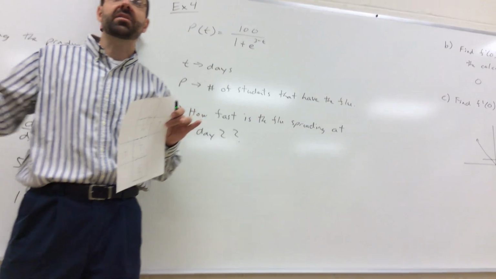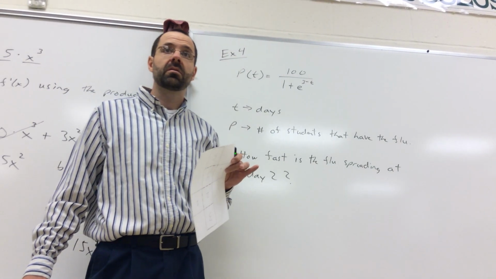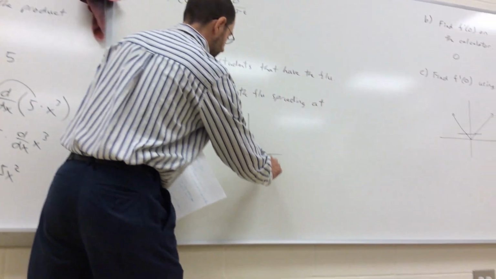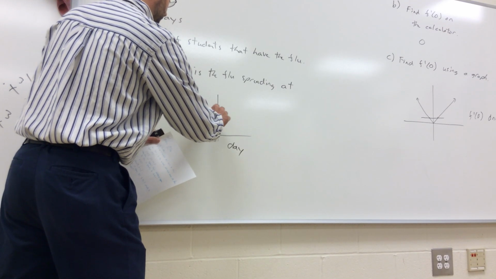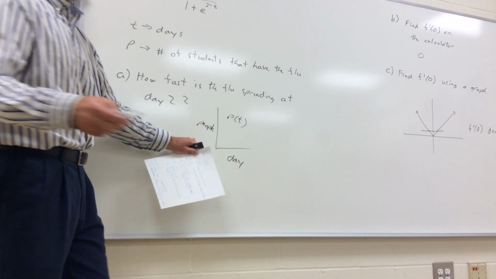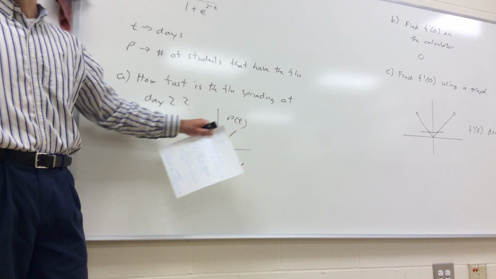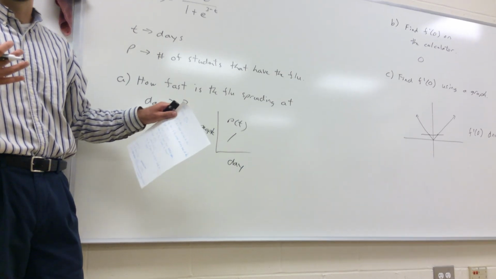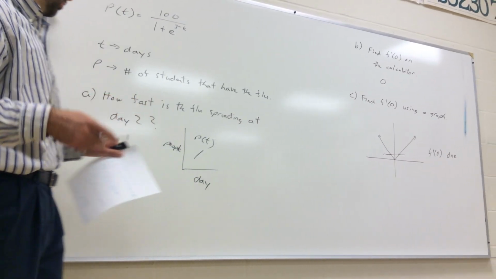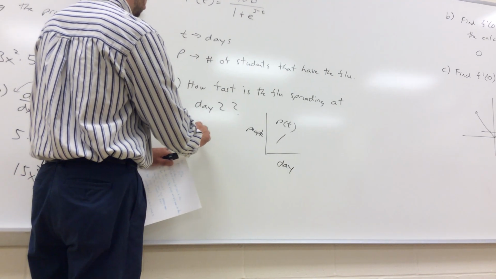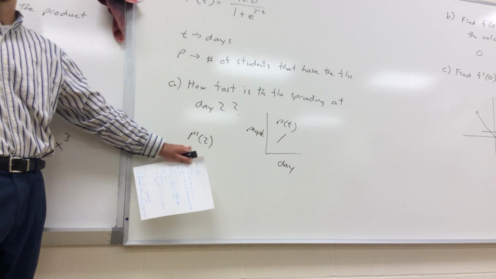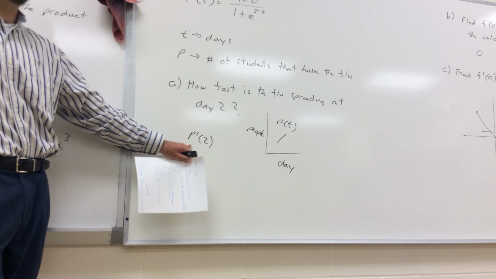Okay, so how do I figure out how fast it's spreading? It's the derivative, right? Because if you have a function that inputs days and outputs people, that's what P of t does. Then the slope will be the people per day that are getting it. So that's how fast it's spreading. So this question is asking us to find P prime at 2, right? So then what's the quickest way to figure out P prime at 2?